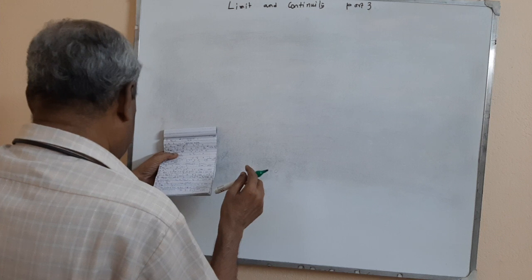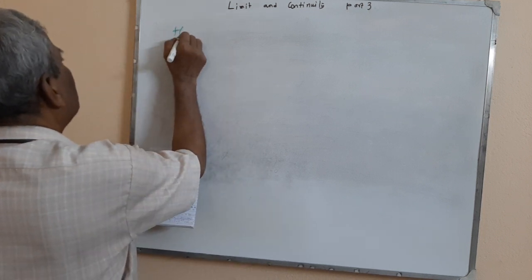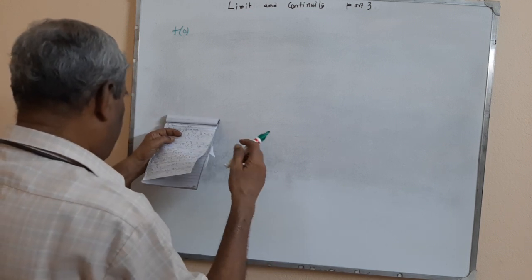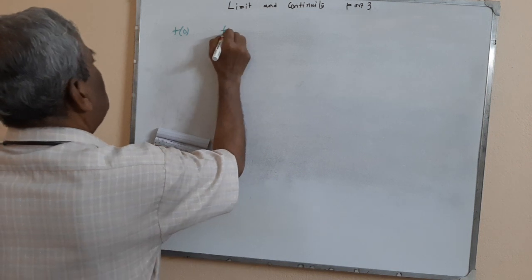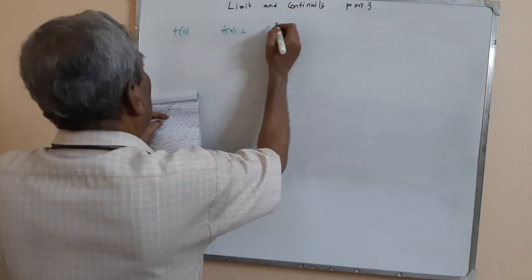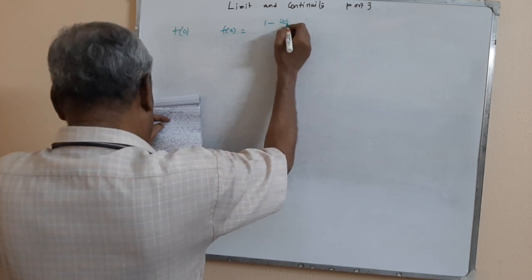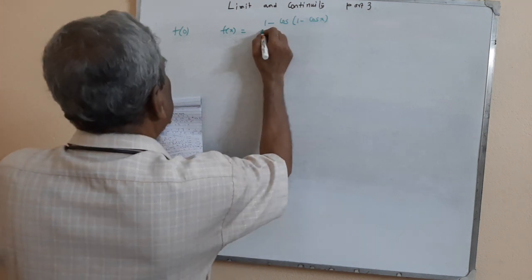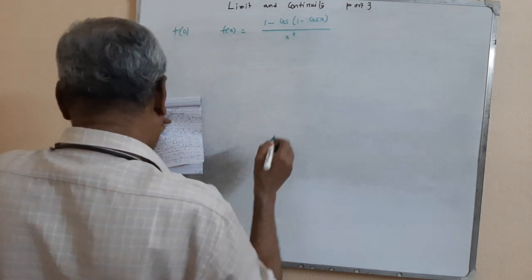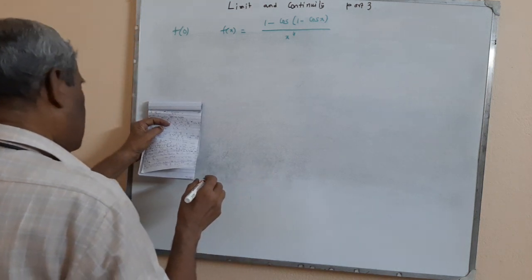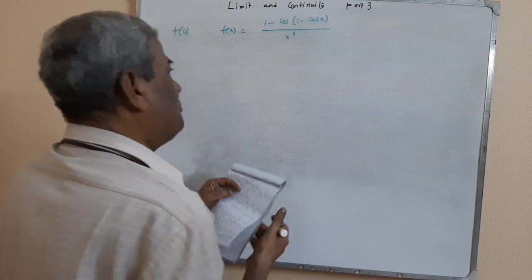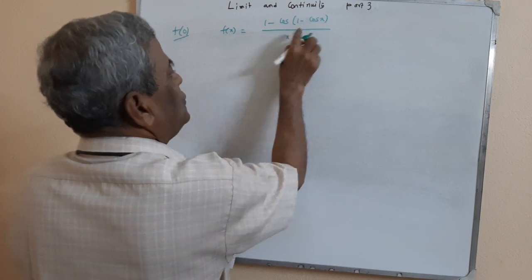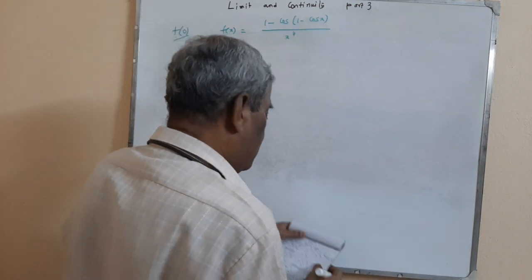The value of f0, where fx is equal to 1 minus cos of 1 minus cos x divided by x to the power 4. Given that fx is continuous everywhere, we have to find f0 where fx is equal to that, and given that this is continuous everywhere.